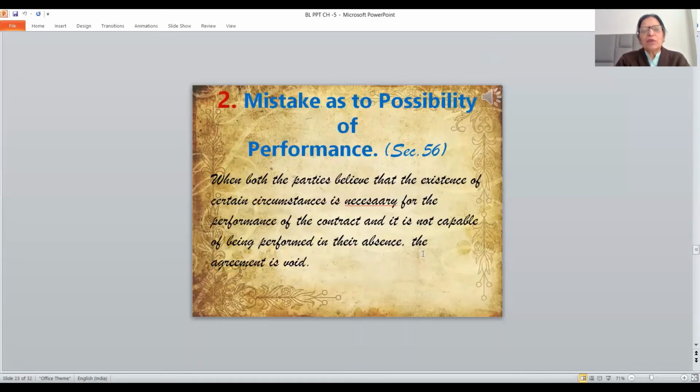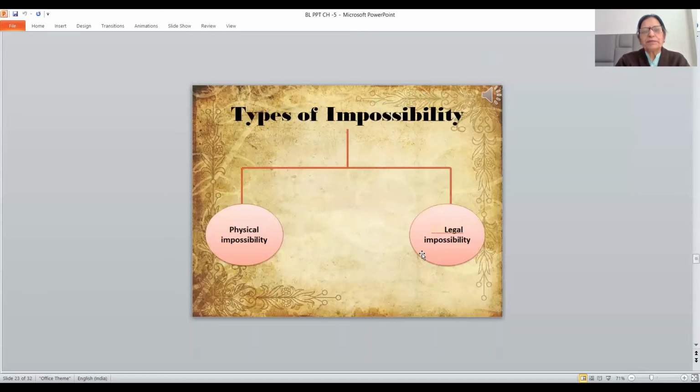Now, mistake as to the possibility of performance. Now, the first mistake I have completed. Mistake as to subject matter, which can be of 6 types. I've explained with the help of examples. I hope you all must have understood all the points. Moving ahead, now second is mistake as to possibility of performance. Both the parties believe the existence of certain circumstances is necessary for the performance of the contract, and it is not capable of being performed in their absence. So the contract is void.